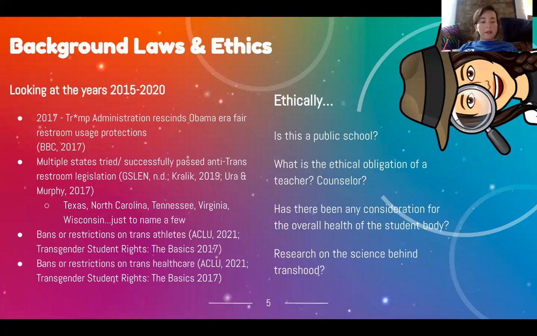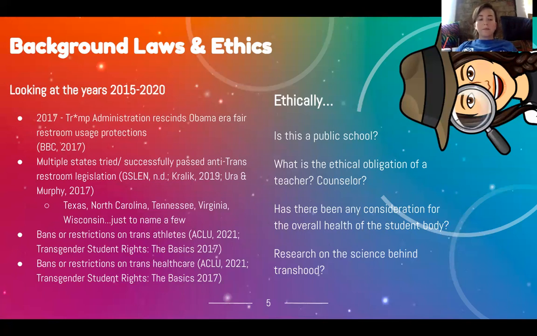And then along with the anti-trans bathroom bills, another big one is bans or restrictions on trans healthcare. Again, this is in a lot of states. There have been multiple bills restricting trans healthcare, which could mean either insurance paying for therapy sessions, or paying for top or bottom surgery, or paying for hormone replacement therapy.